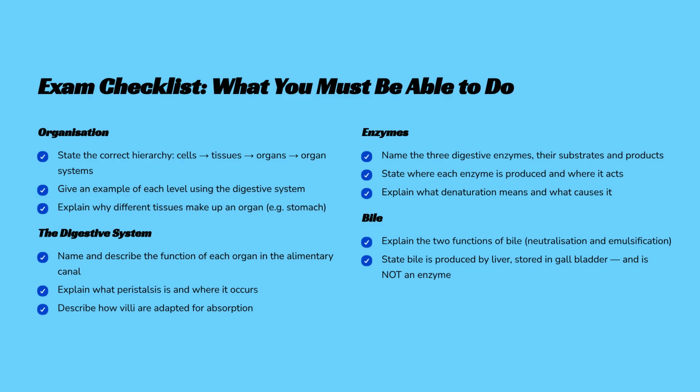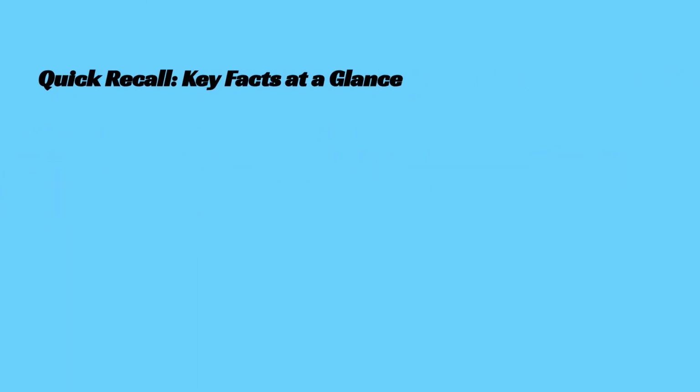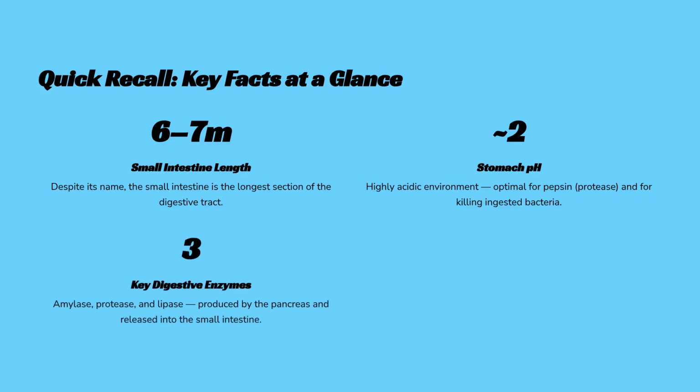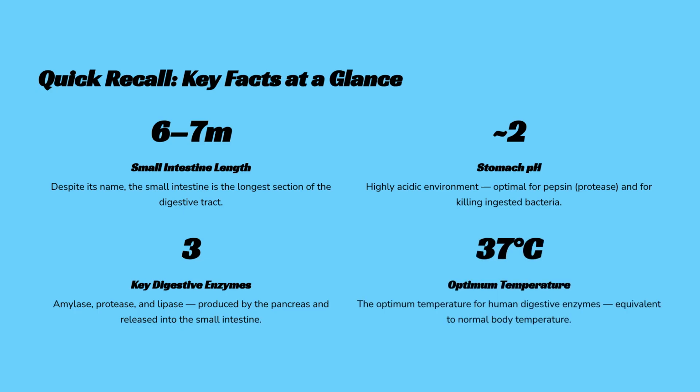You must be able to name all organs and enzymes and describe their function, location, substrates, and products. For quick recall, the small intestine is 6 to 7 meters long. The stomach is highly acidic, around pH 2. The three key enzymes are amylase, protease, and lipase, and the optimum temperature for human enzymes is 37 degrees Celsius.